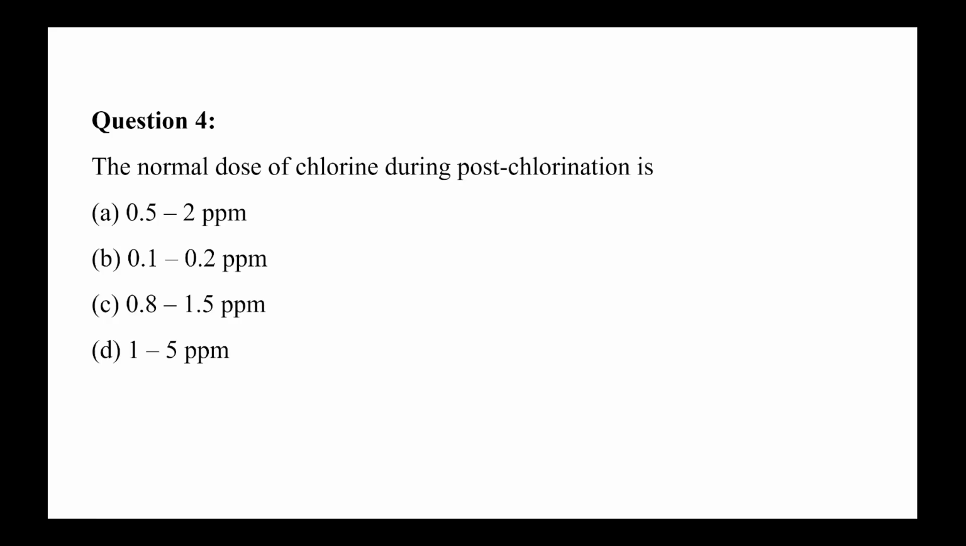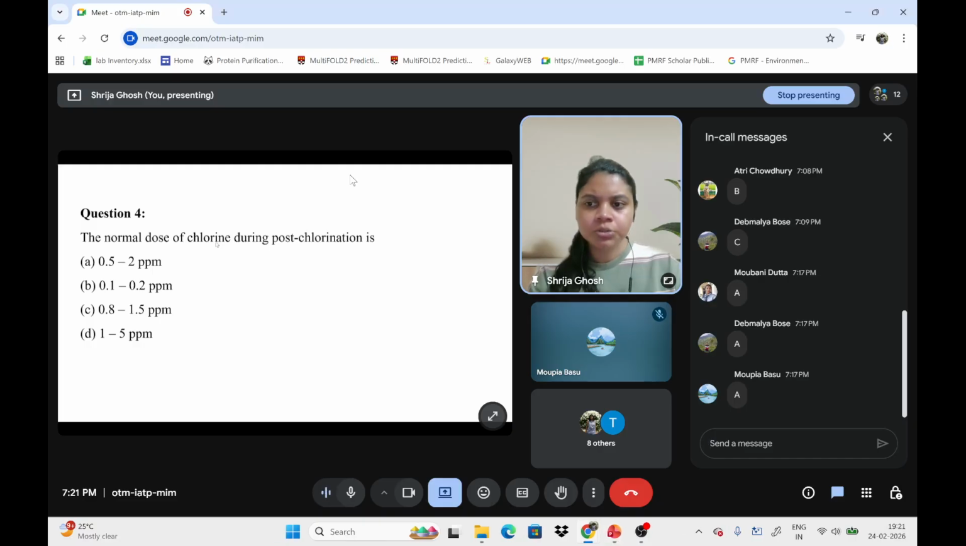The normal dose of chlorine during post-chlorination is option A 0.5 to 2 ppm, option B 0.1 to 0.2 ppm, option C 0.8 to 1.5 ppm, and option D 1 to 5 ppm. What would be the normal dose of chlorine during post-chlorination? All of you write your answers in the chat box. ppm means parts per million.